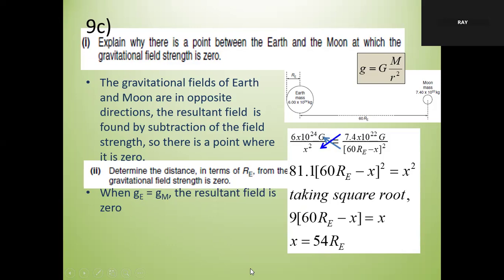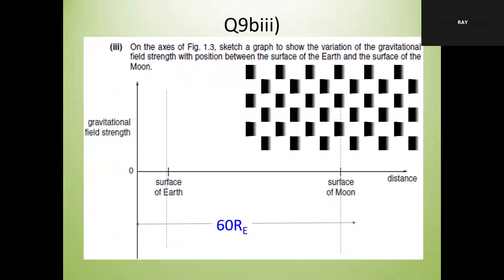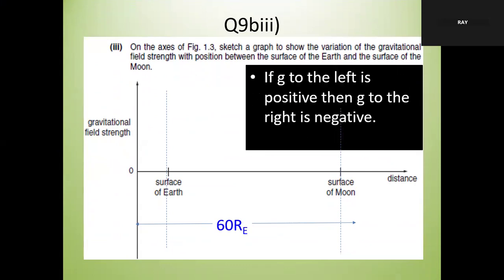Okay. This is sketching now. Same thing now. If g to the left is positive, then g to the right is negative. Okay or not? The 0 point is always towards the Moon, the smaller mass one.